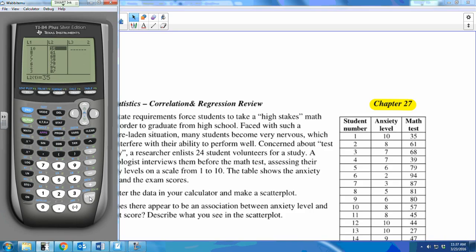Once it is in your list, you can make a scatter plot. So, stat plot, we want to look at L1 versus L2. Scatter plot's the very first choice on the 84. Always hit zoom 9 if you're looking at a graph from statistics.